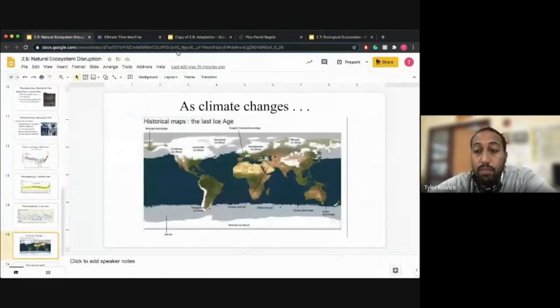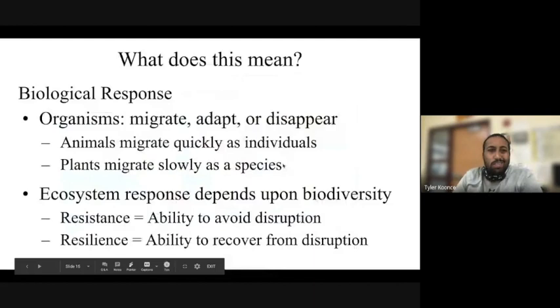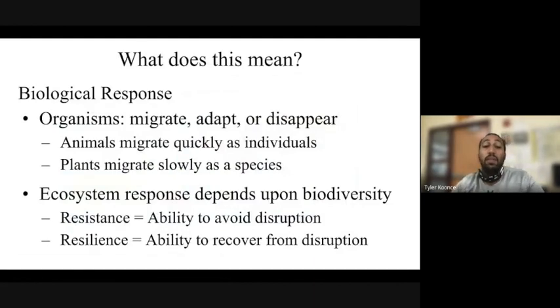Back to this. So the final thing is, what does this all mean? Well, the big thing that we want to focus on is how living things respond to this. Because if the climate's changing, hopefully things are going to change along with it. So organisms, animals, plants are going to migrate, adapt, or just disappear. Those are kind of the three things that they could do.